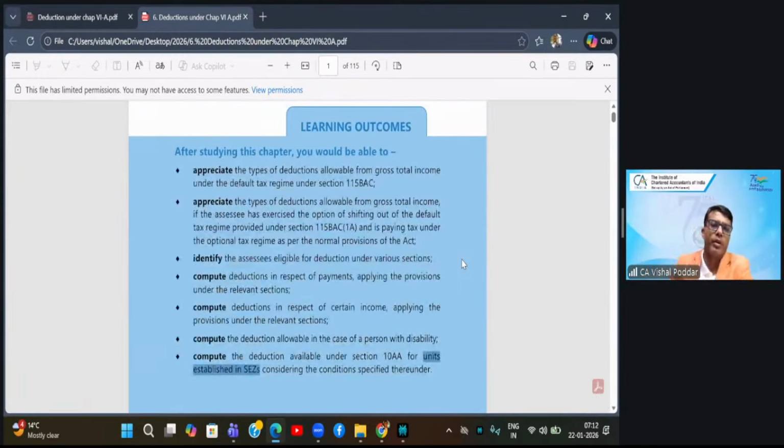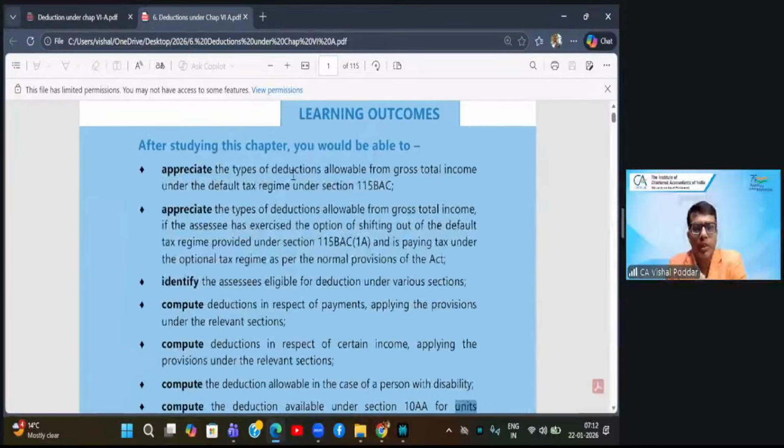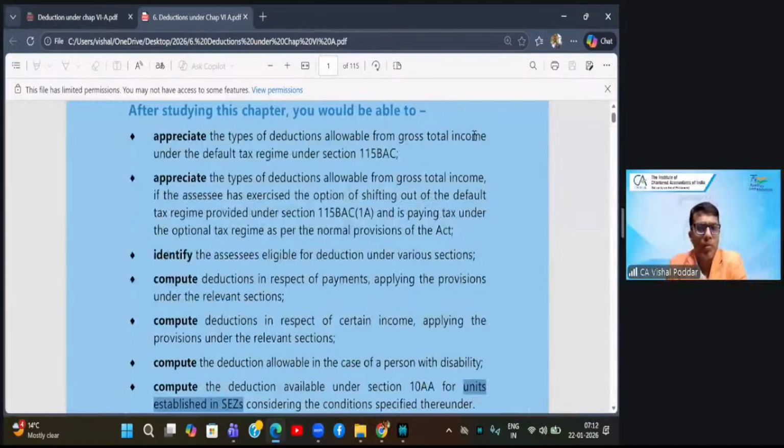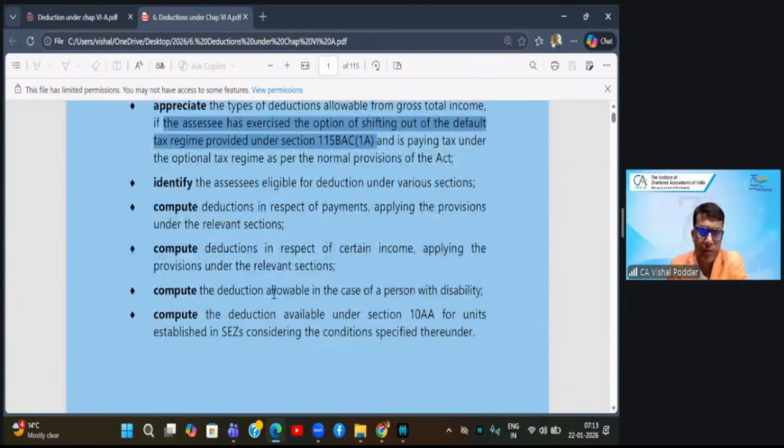And then we have a list of deductions under section 80, which is called deduction under Chapter VI-A. Now I'll read some important aspects about these deductions. First, these are the deductions which are allowable from gross total income. Most important, these deductions are allowed only if you have exercised the option of shifting out of the default regime and you are paying tax as per the old provisions.